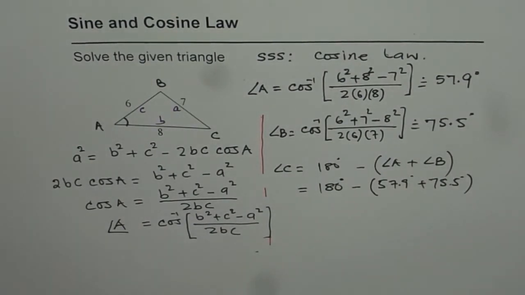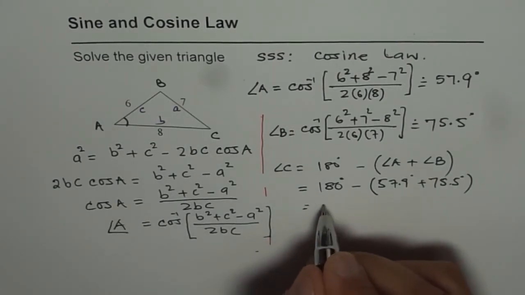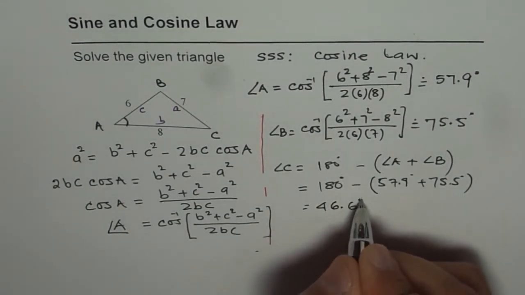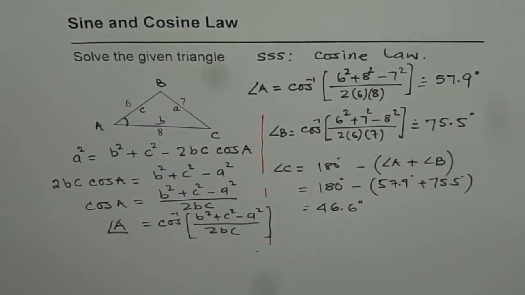Let's use the calculator and find it out. So 180 minus 57.9, take away 75.5 gives us 46.6. So these are our answers, correct? So that is how you can find all the angles given all the sides.